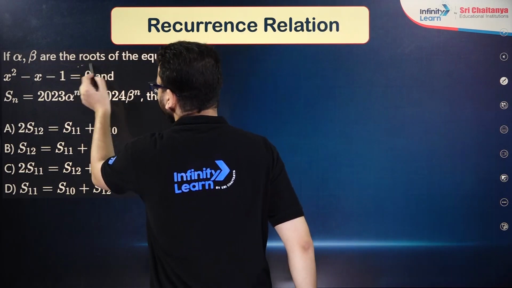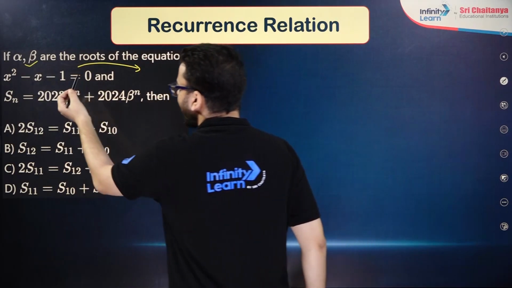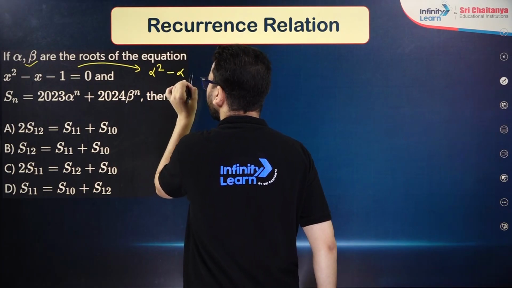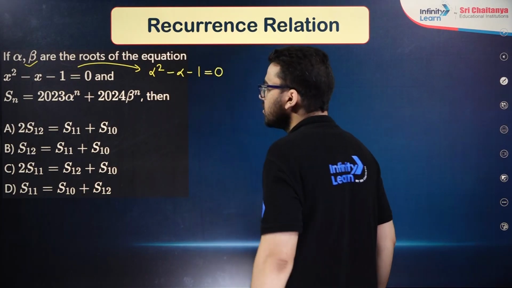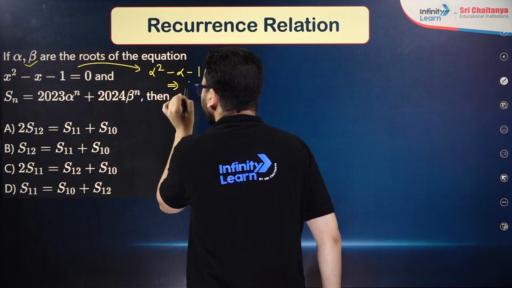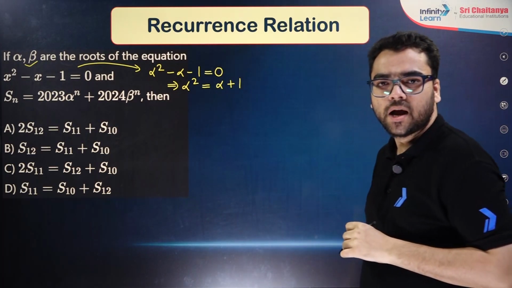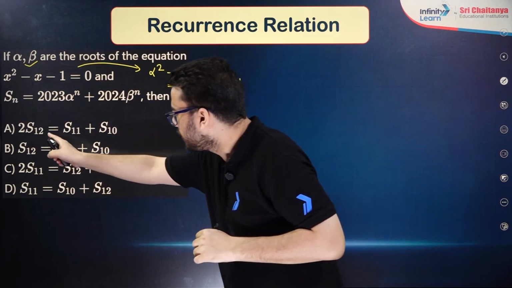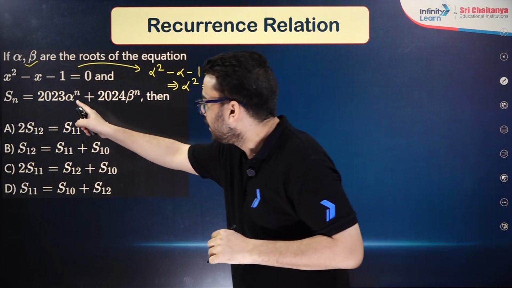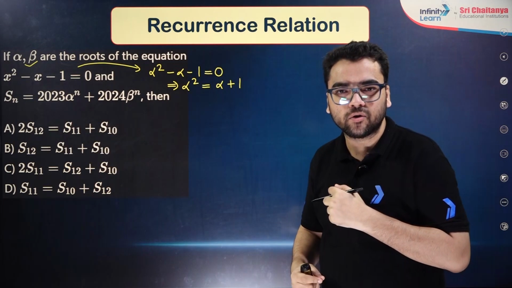So you see, you've been given this equation where alpha and beta are its roots. So alpha will satisfy this equation, guys. So alpha square minus alpha minus 1 is equal to 0 over here. You see. So therefore we can write alpha square to be equal to alpha plus 1. Correct? Now you see, we have been given to find S12, S11 and S10. It means alpha raised to the power 11, 10 and 12, something like this we have to get over here.